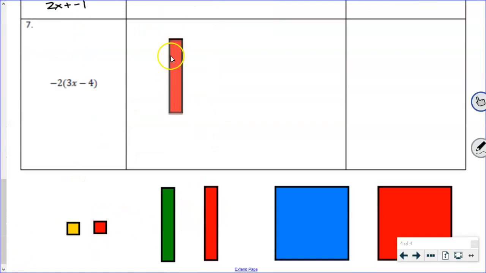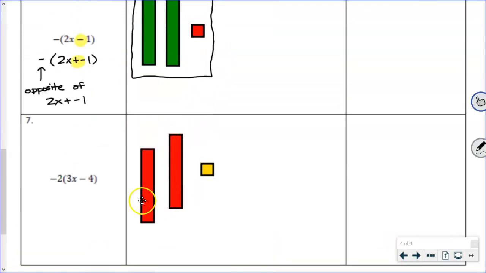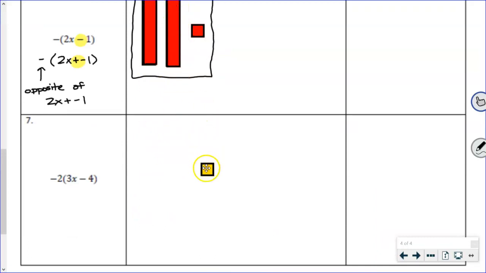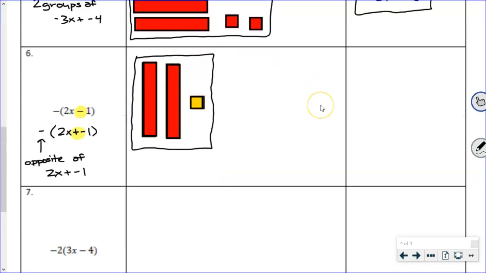Let me get those up there. Turning it to its opposite, turning it to its opposite, and turning this to its opposite. So again, what we really have is the opposite of 2x and the opposite of not 1, but negative 1. What is the opposite of 2x? That's negative 2x. What is the opposite of a negative 1? That's a positive 1. And now you can see that your model matches exactly what we have over here. Put it all together.